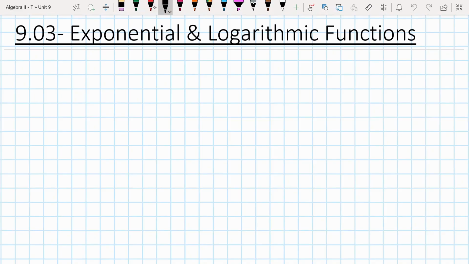Today we're going to go through exponential and logarithmic functions. So this lesson will mostly cover exponential functions, and then the logarithmic part will be in regards to solving exponential equations. And we'll go through a couple of examples of that.